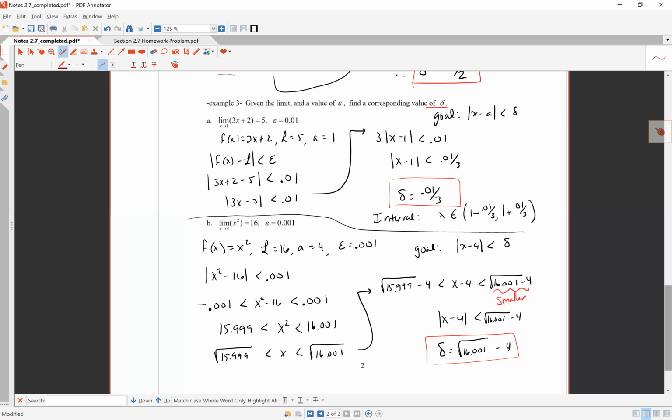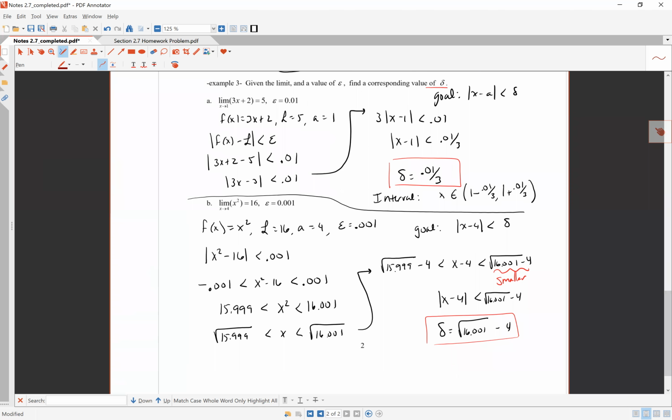Remember, the epsilon is the independent one. Now, what would our delta be? How close do we have to be to 4 to make the absolute value of x squared minus 16 less than 0.001? So we're going to just solve this. Let's look at that inequality that I circled. It's an absolute value.